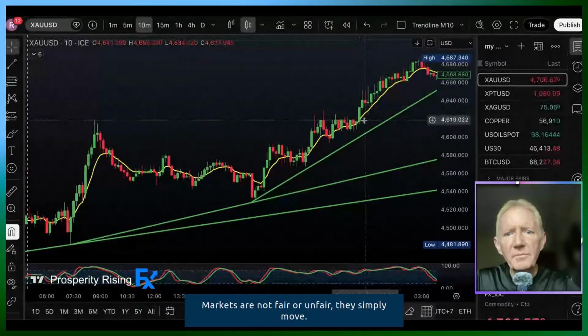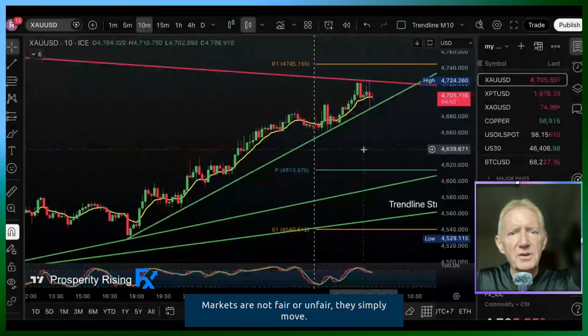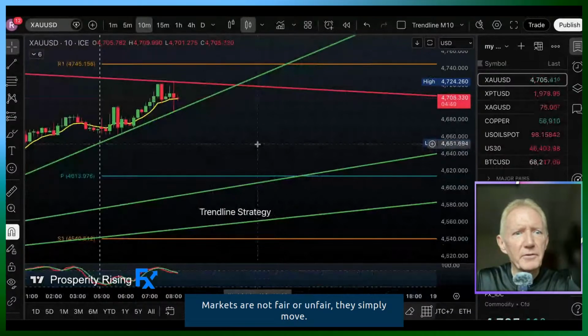If I'd gone long here after this break of structure, I could have been in a really good profit. It's even continued, but that was yesterday, and whatever happened yesterday, well, we live to trade another day.